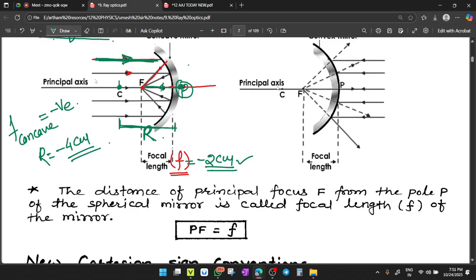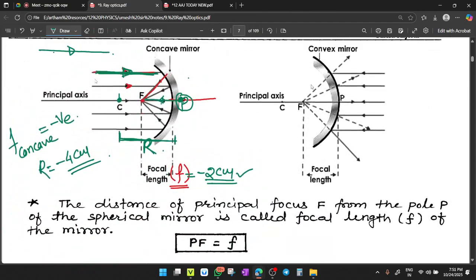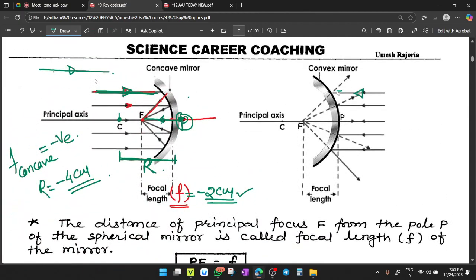Now, coming to the convex mirror. Look, the rays are coming from right to left. Now the rays get diverged in this direction. As it is a diverging mirror, the incident rays will be diverged. Now, make these rays extended, and they appear to come from a single point. This point is called focus. Here the focus is virtual. Clear or not?